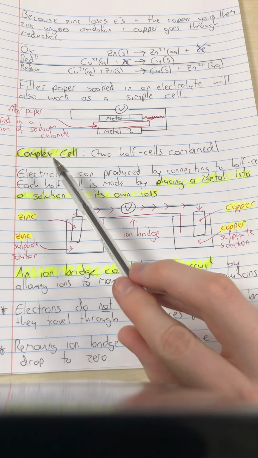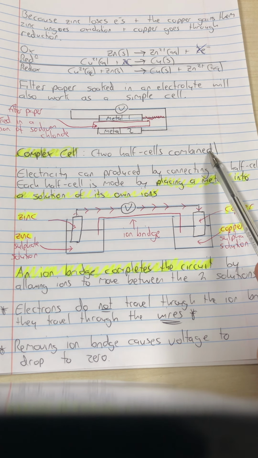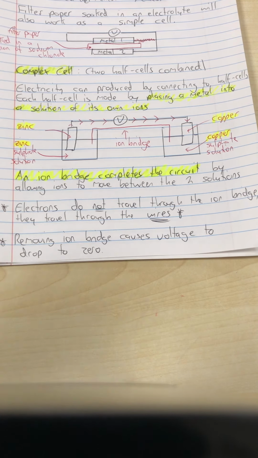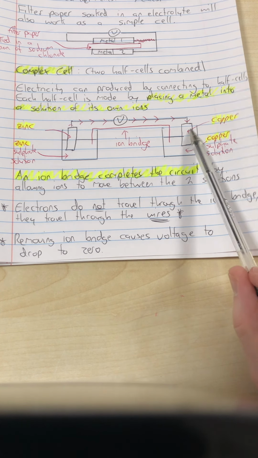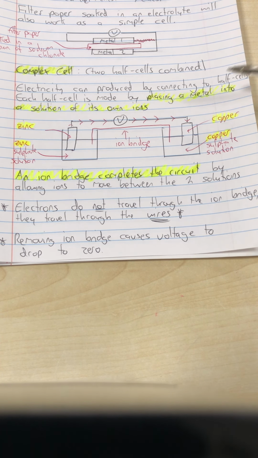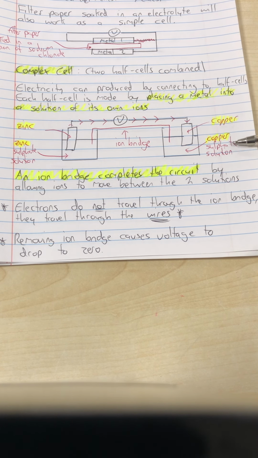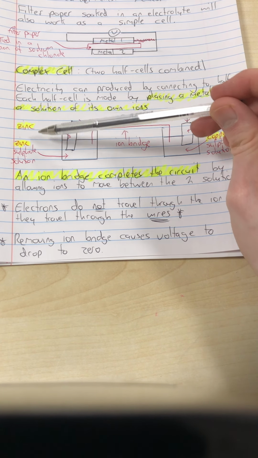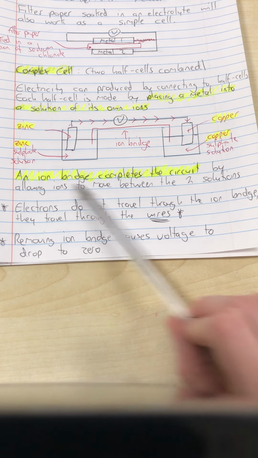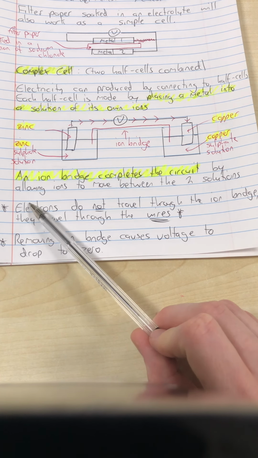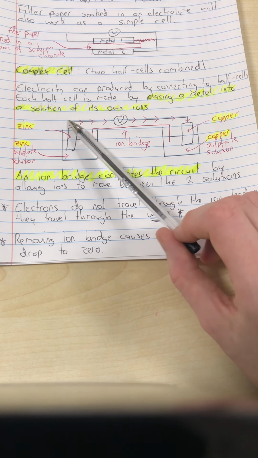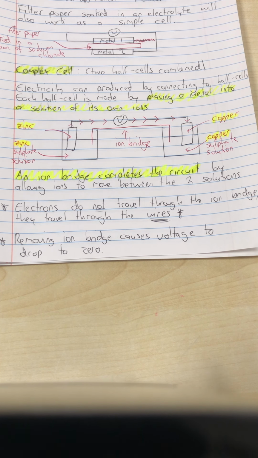A complex cell is when you've got two half cells combined. What's important about a complex cell when we're combining two half cells is that the metals have to be placed in a solution of their own ions. So copper is placed in copper sulfate solution. Zinc is placed in zinc sulfate solution. And then to wrap up, an ion bridge completes the circuit, and electrons do not travel through the ion bridge, they travel through the wires. And that's it.